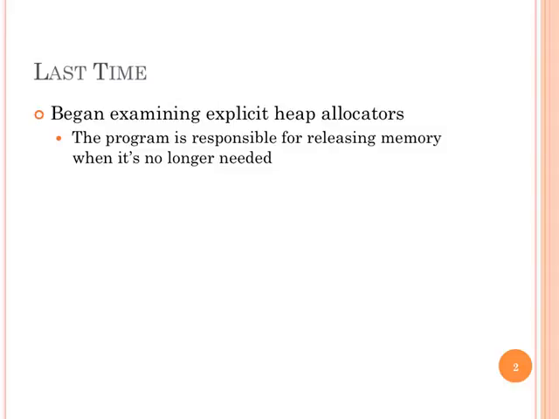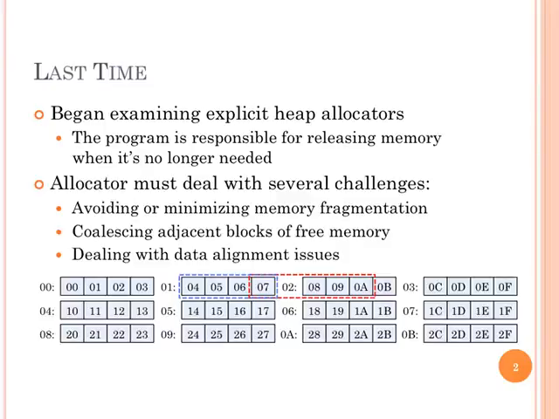But remember, last time we started talking about explicit allocators, and we call them explicit allocators because the program is responsible for releasing the memory that it allocates. We also had implicit allocators, which were able to just focus on allocation because the allocator itself takes care of identifying when memory is no longer in use. But we won't be talking about that till next week.